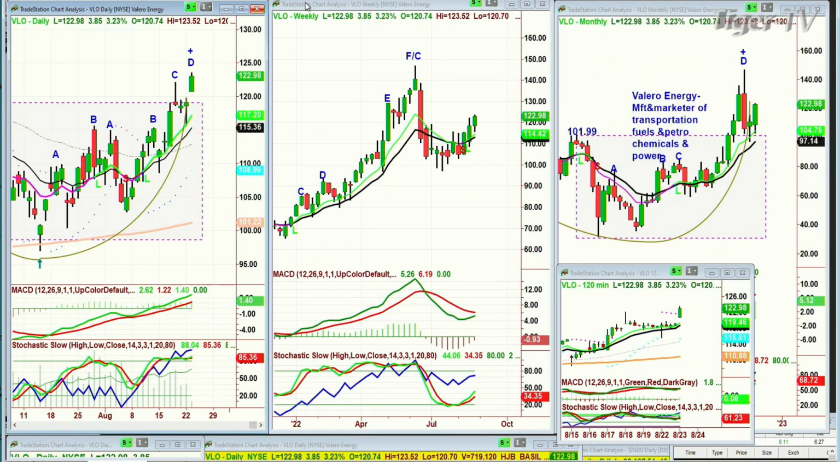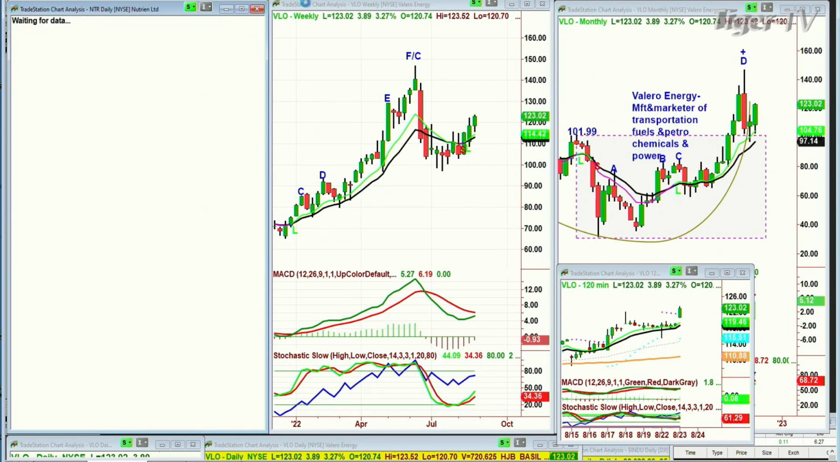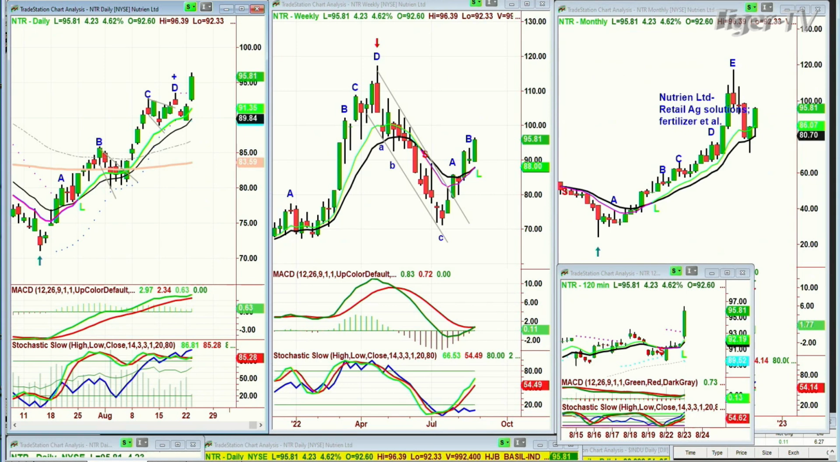But I didn't realize until the other day when I was looking at all the fertilizers that NTR, someplace had, when I Googled it, had it as Nuveen. But then I checked out, no, it's Nutrien Limited. I wondered why it looked like an agricultural stock. Retail AG Solution Fertilizers, etc. Peak E in the monthly chart, peak D in the 118-ish area, drops to the 70, almost cut in half, and then it has a whopper of a move, and it's in leg E to the upside. Yeah, so that was the pattern that we were looking at.